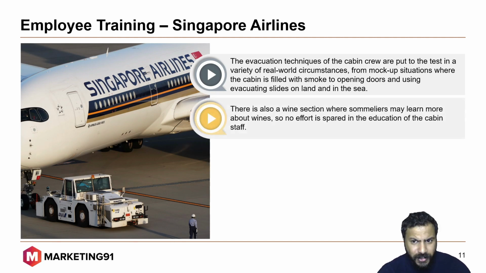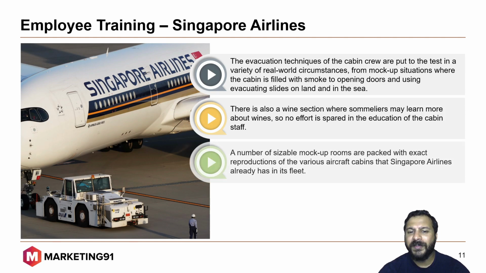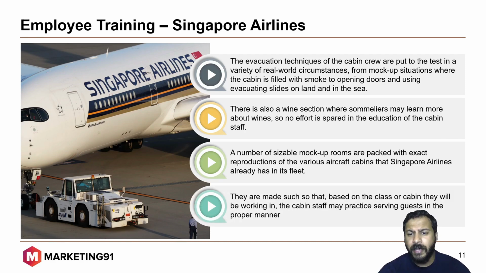There is also a wine section where sommeliers may learn more about wines, so no effort is spared in the education of the cabin staff. A number of sizable mock-up rooms are packed with exact reproductions of the various aircraft cabins that Singapore Airlines already has in its fleet. They are made such that, based on the class of cabin they will be working in, the cabin crew may practice serving guests in the proper manner. Obviously, the service differs in economy, business and first class, so having a mock-up room of each class makes a lot of sense.